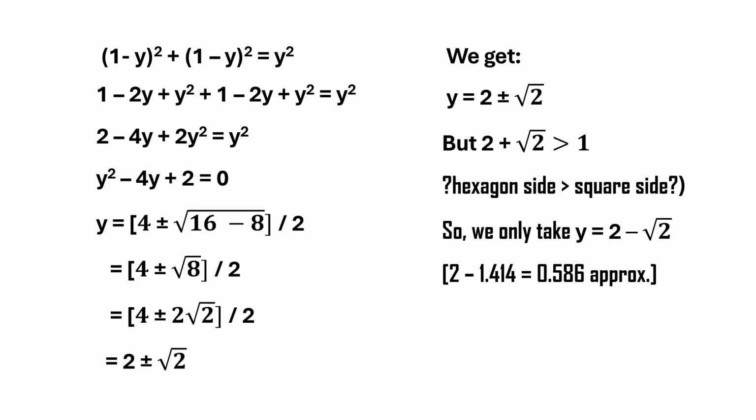You can either keep the answer as it is or substitute the value of root 2 as 1.414. So 2 minus 1.414 will give you 0.586 units approximately. So that is how we solve Math Challenge 345.